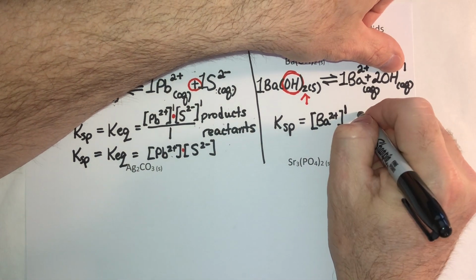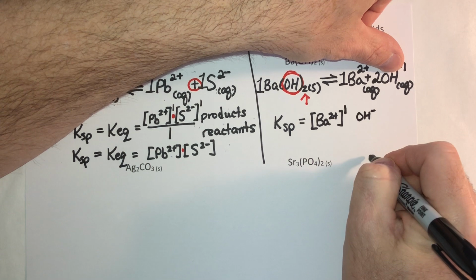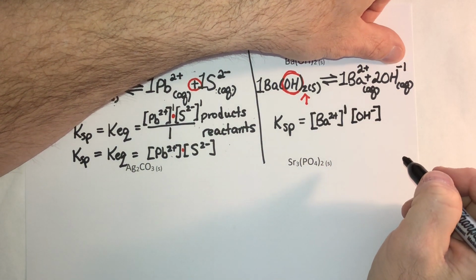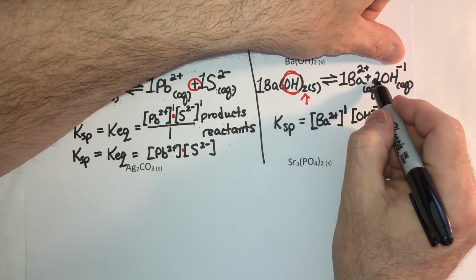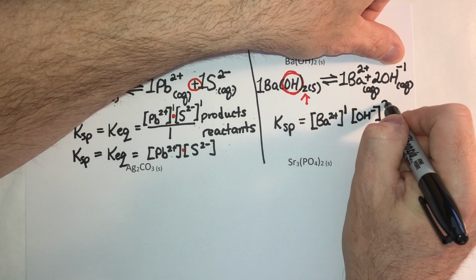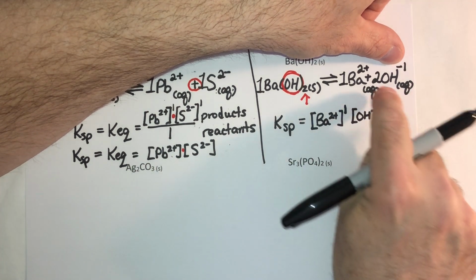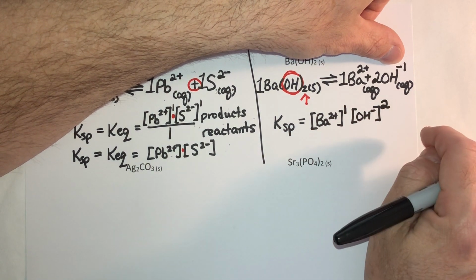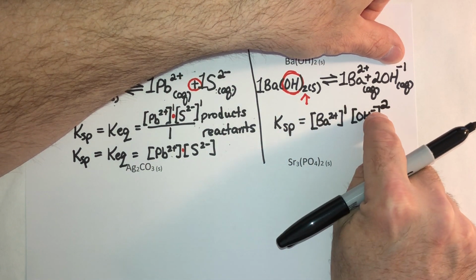My second product is hydroxide. Square brackets around it to say that it's concentration. And when I balanced this, I showed that there was 2. Because there are 2 of them, this is going to be squared, right? Whatever numbers you use to balance become your powers. Now, that's my 2 products.